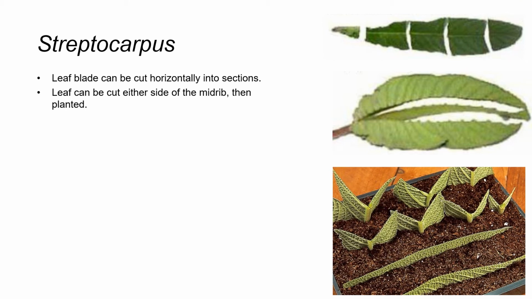Streptocarpus is particularly interesting because its long strap-like leaves can be cut horizontally into sections like the mother-in-law's tongue, as shown in the top photo here. It can also be cut lengthways on both sides of the midrib, and then each half of the leaf can be planted horizontally to about 1/2 inch deep, and the midrib can be thrown away.